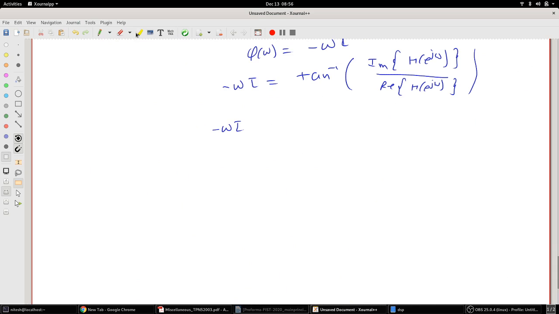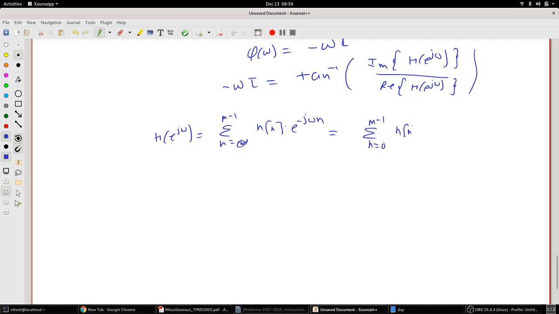So I know that h of e raised to j omega is summation n equal to 0 to m minus 1 h of n into e raised to minus j omega n, which is summation n equal to 0 to m minus 1 h of n into cos of omega n minus j summation n equal to 0 to m minus 1 h of n into sin omega n. Okay. So this is your real part, this is your imaginary part, this is known.